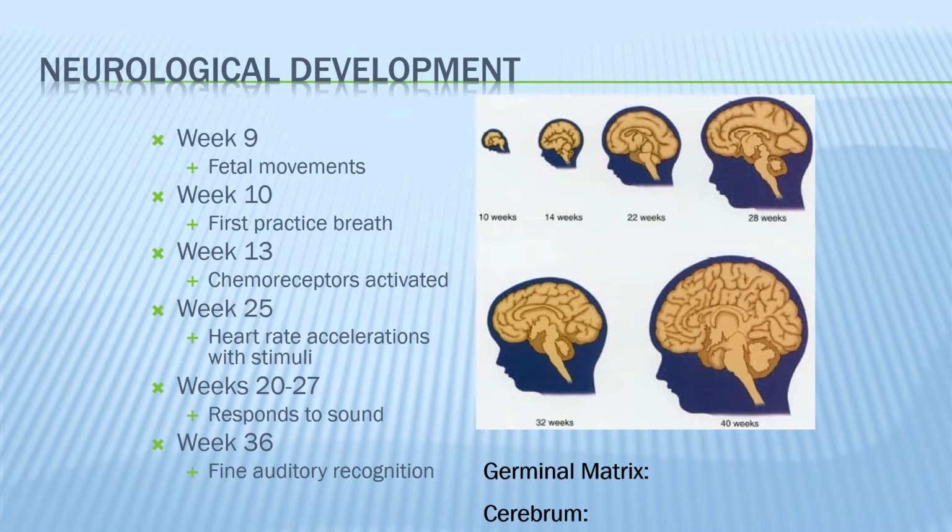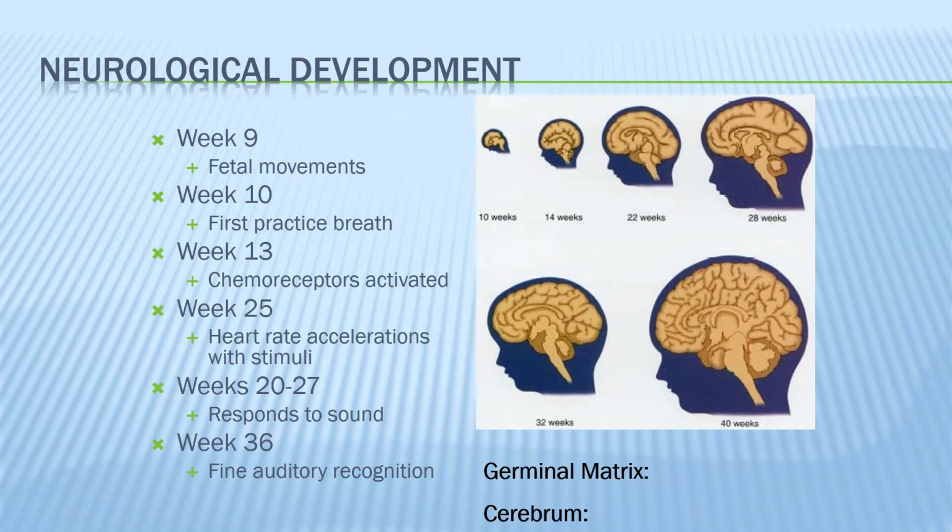By week 25, heart rates are going to accelerate with stimuli, which is an indication of the neurological control. By weeks 20 to 27, the fetus responds to sound. By week 36, there's fine auditory recognition. The last to develop is the auditory and visual. Visual doesn't develop until after birth, actually.